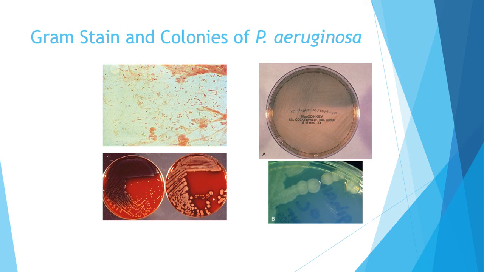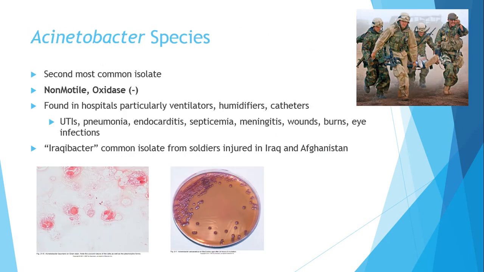And then here it's beta hemolytic on this side here. This is the appearance on MacConkey agar, and I think this is some kind of special. You can put it on fluorescent media and look at it under a black light and see if it fluoresces.